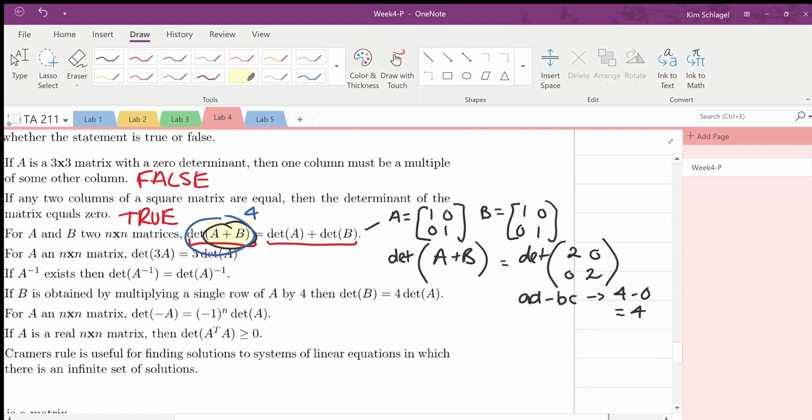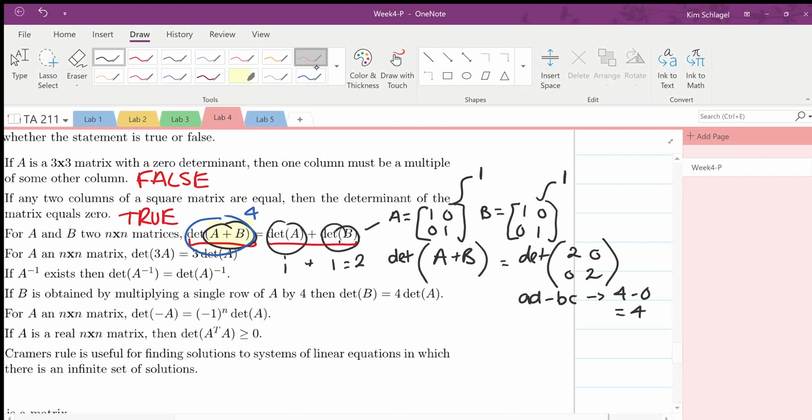Okay, now we're going to take our determinants of A and B separately. So the determinant of A here, we use the same formula, AD minus BC. So our determinant is equal to 1, and our determinant of B is also equal to 1. So if we add the determinant of A, which we know is 1, and we add the determinant of B, which we know is also 1, we get 2.